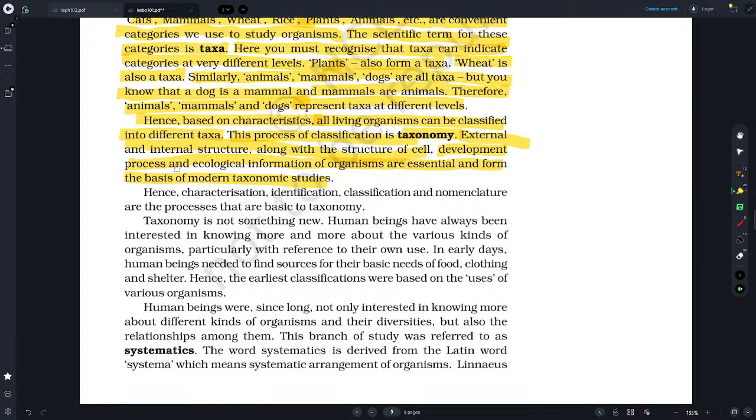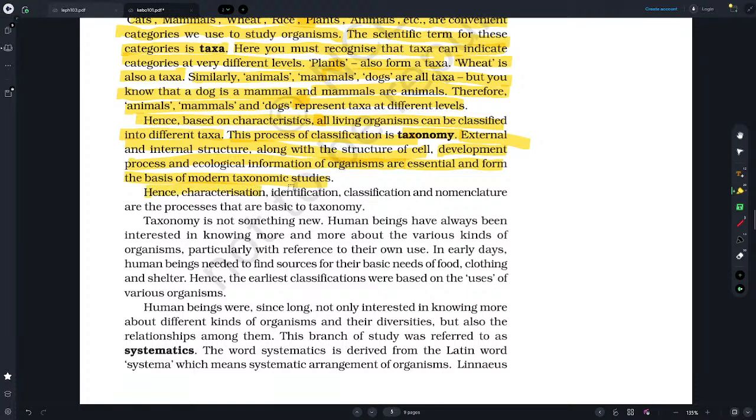How we classify these organisms depends on external morphology and internal structure, which is anatomy. External structure is morphology, internal structure is anatomy. It depends on the morphology and anatomy, along with the structure of the individual cell, development processes, how the animal develops, and ecological information of organisms. These are all essential and form the basis of modern taxonomic studies.